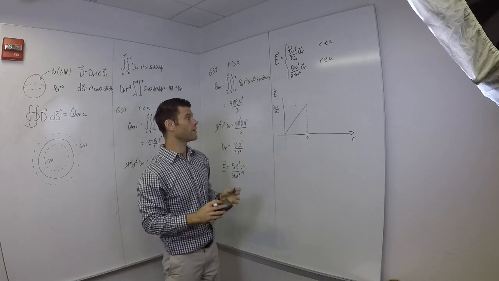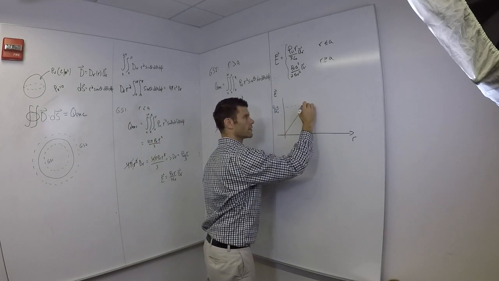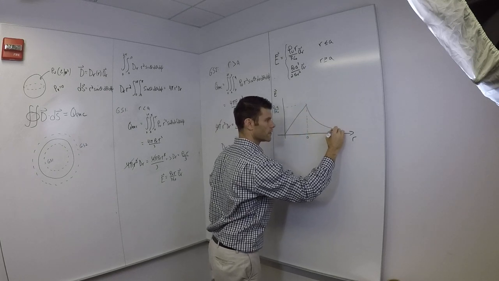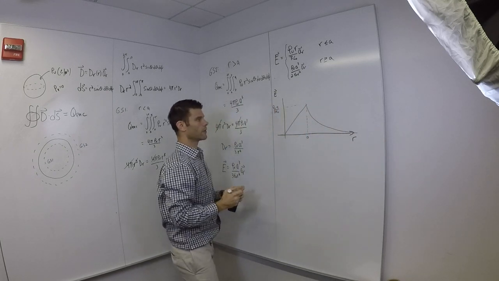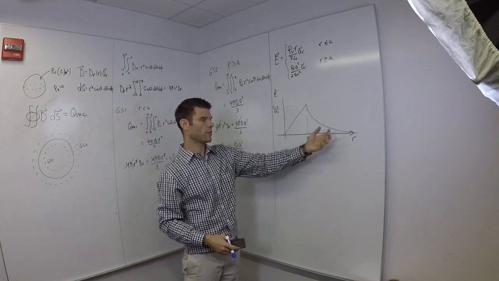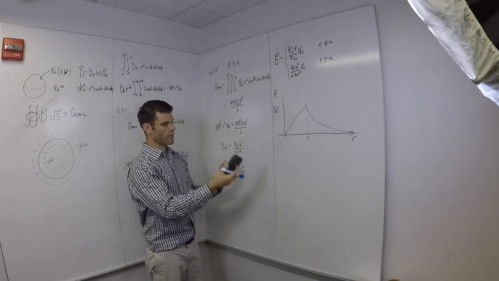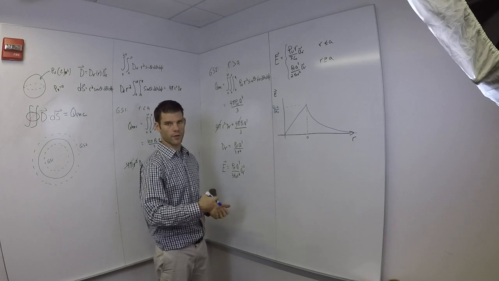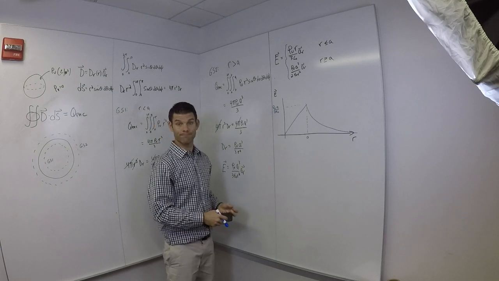Then it begins to decrease, and it's going to decrease like this. The further away we get, the closer it goes to zero, until we get so far away that at some point it's completely negligible and we can't observe any field. Okay, thank you.